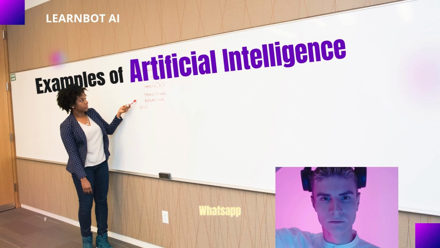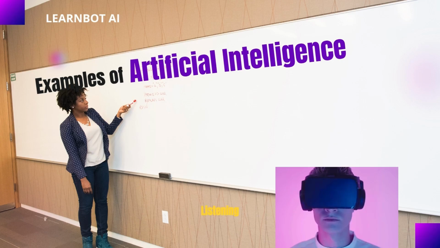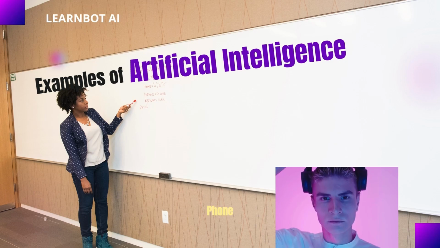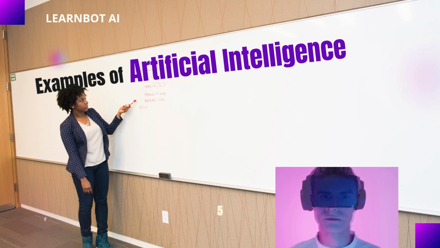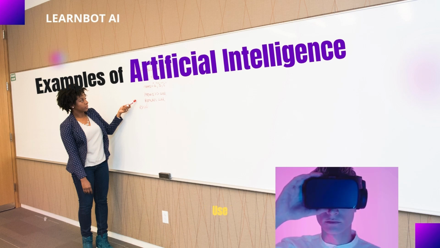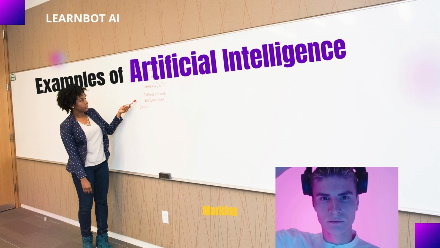Example 3. WhatsApp voice typing. When you speak into your phone, and it types the message for you, AI is the one listening, understanding your words, and writing them down. Example 4. Face unlock. If your phone opens when it sees your face, AI has learned how to recognize your face and knows it's you. Example 5. Jam CBT. Even Jam CBT centers use AI in some places, for marking answers or monitoring exam behavior through cameras. Now pause and think.